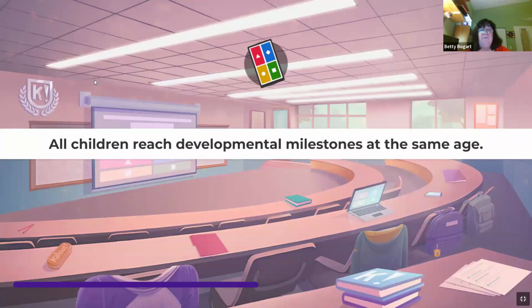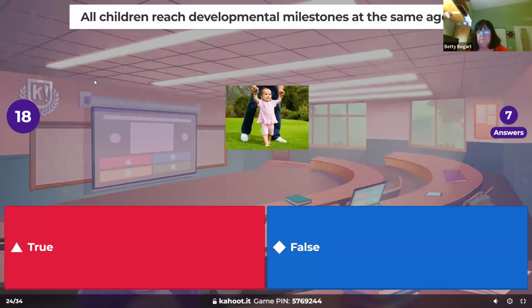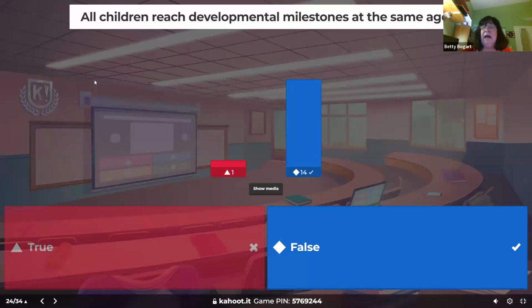All children reach developmental milestones at the same age, yes or no? Absolutely not. They're all different.